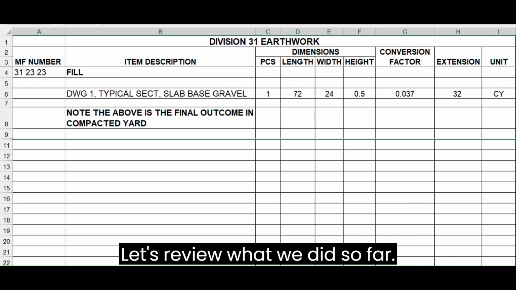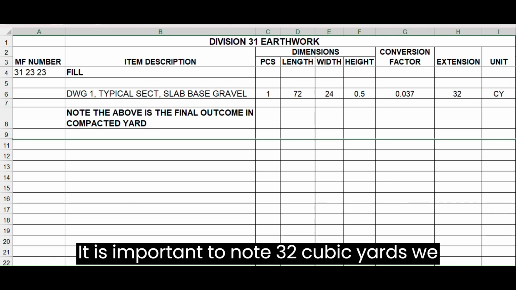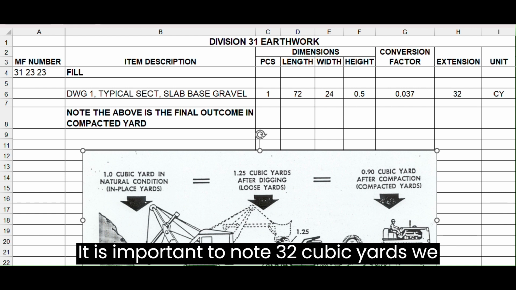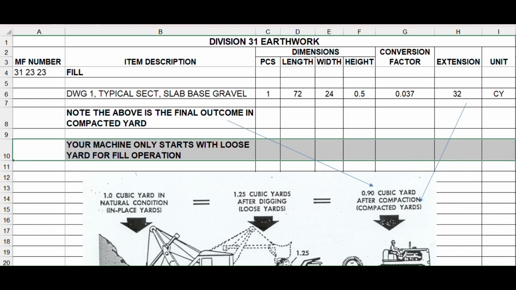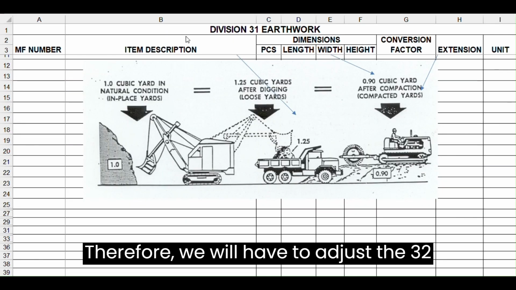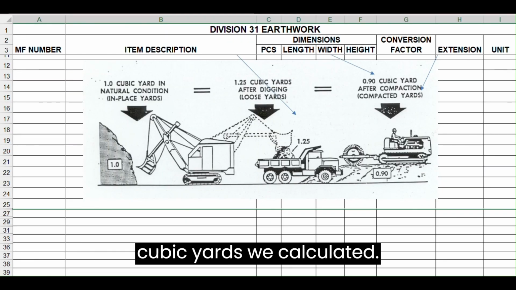Let's review what we did so far. It is important to note the 32 cubic yards we calculated was just the compacted yards, or the final outcome from the compaction operation. But before the compaction, the material we are working with would be the loose yards. Therefore, we will have to adjust the 32 cubic yards we calculated.